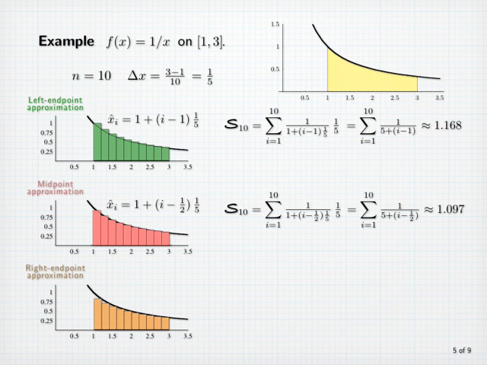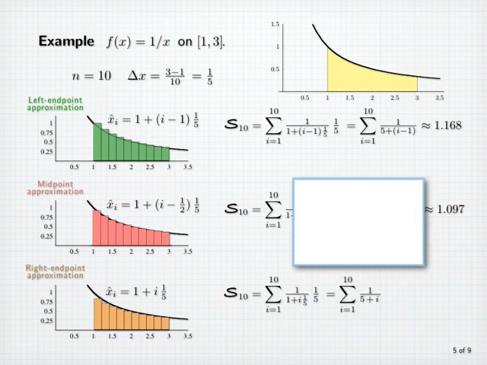Now let's calculate the right endpoint approximation with n equals 10. Here, x hat sub i is simply 1 plus i times 1/5. And so S10, for this choice of x hat sub i, is just the sum from i equals 1 to 10 of 1 over (1 plus i times 1/5) times 1/5. That summand simplifies and gives us the sum from i equals 1 to 10 of 1 over (5 plus i). So we go to the calculator and compute that sum and find that it is 1.035 approximately.